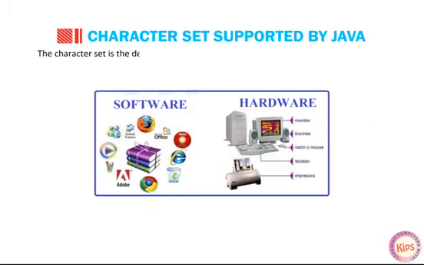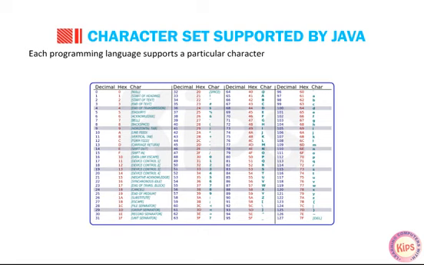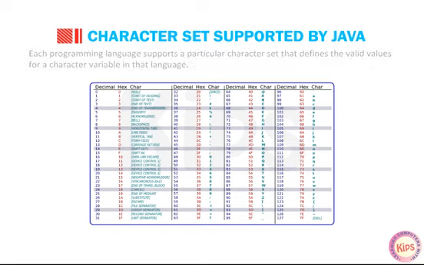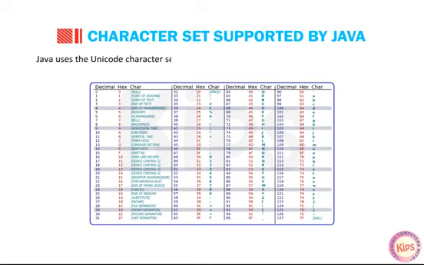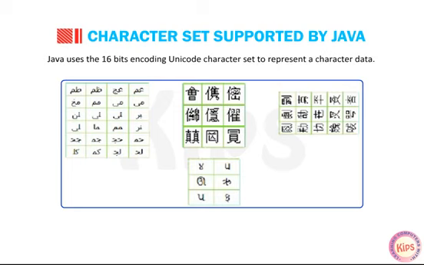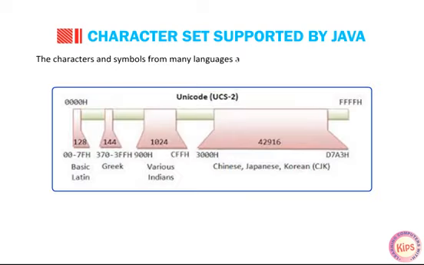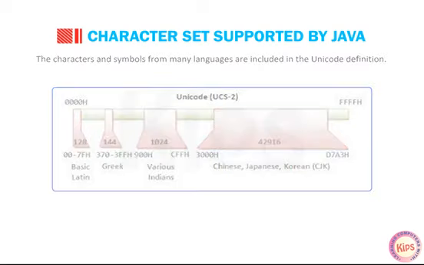The character set is the defined list of characters recognized by the computer hardware and software. Each programming language supports a particular character set that defines the valid values for a character variable in that language. Java uses the Unicode character set, which is the global standard for character encoding. Java uses the 16-bit encoding Unicode character set to represent character data. It supports 65,536 unique characters. The characters and symbols from many languages are included in the Unicode definition.